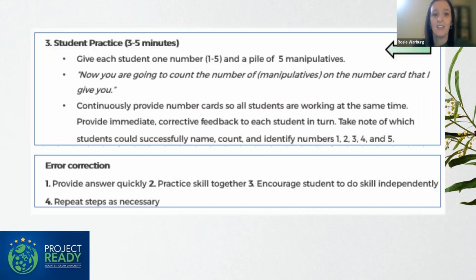Okay, and then there's the student practice piece, and we've got some notes in here about error correction, how to correct errors that you see. Again, you can see our green arrow here pointing to the left, which tells you this student practice activity with numbers 1 to 5 is moving toward the state standard. We're not quite there yet, but we're moving toward the state standard. So then about 3 to 5 minutes of student practice. And in the student practice piece, as much as possible, you are giving the manipulatives to your students.